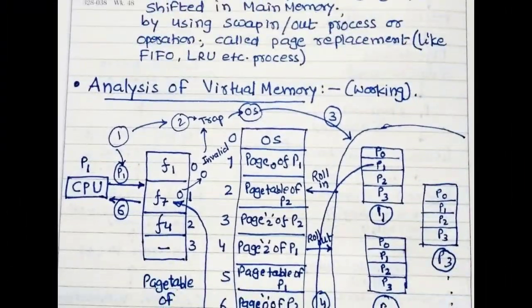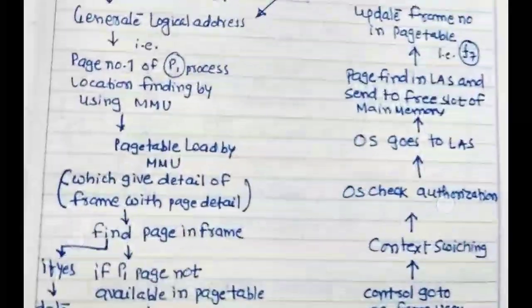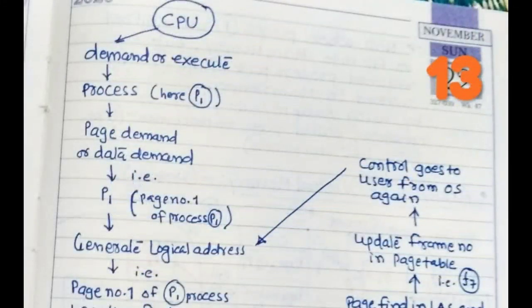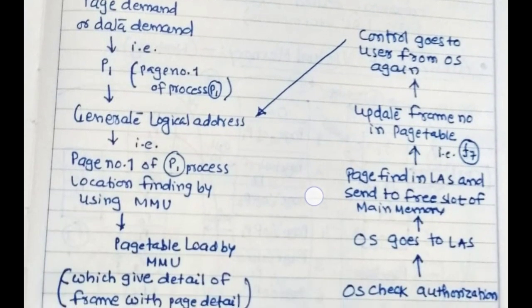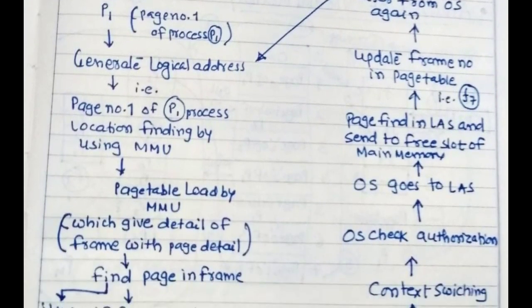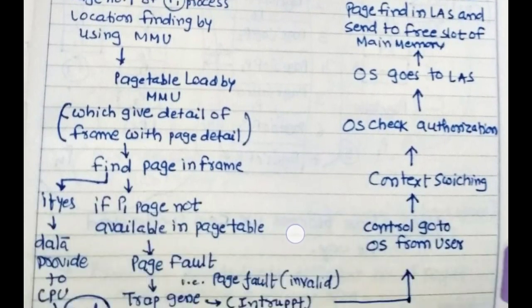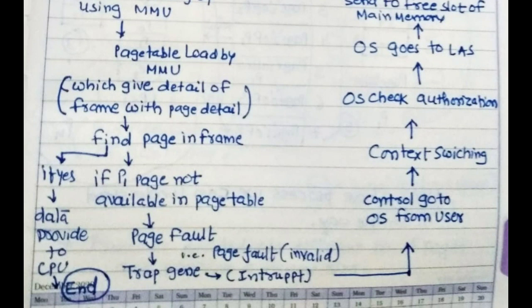So these are the analytical steps, which are also given here. First of all, the CPU demands or executes process P1's page demand. A logical address is generated and the page is found using the MMU. The page table is loaded by the MMU. Now if the page is available, then the process ends.